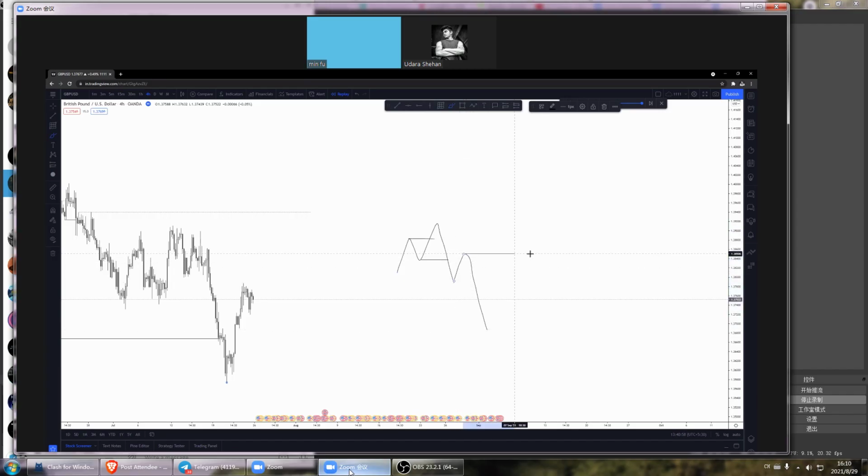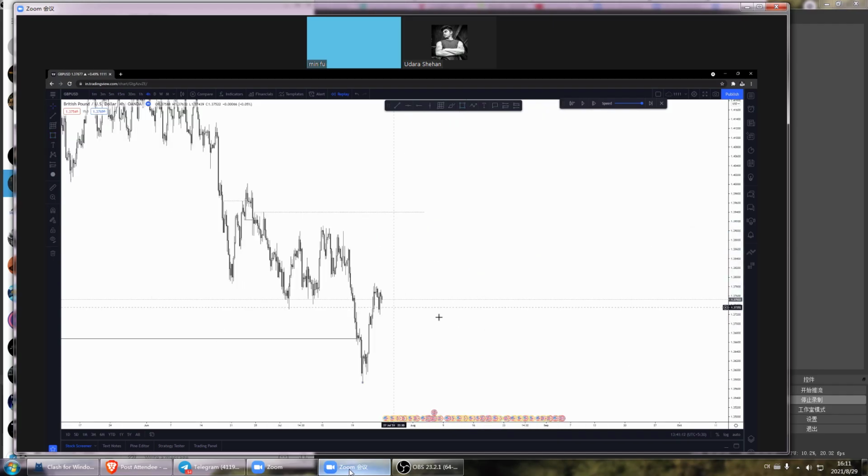We have to wait for this to get taken out and then look for something above that. Okay, we're not going to look at something right here because why? This was the engineered liquidity. This is the inducement. Then that is exactly what happened.